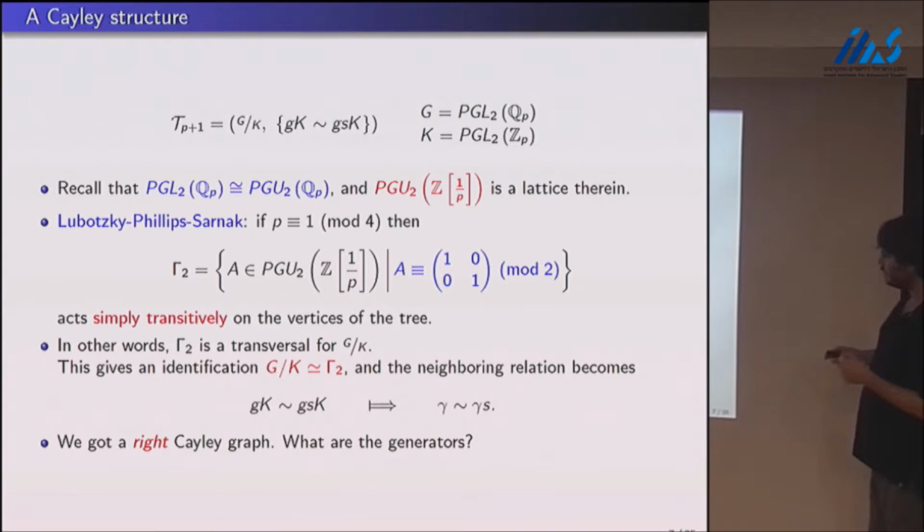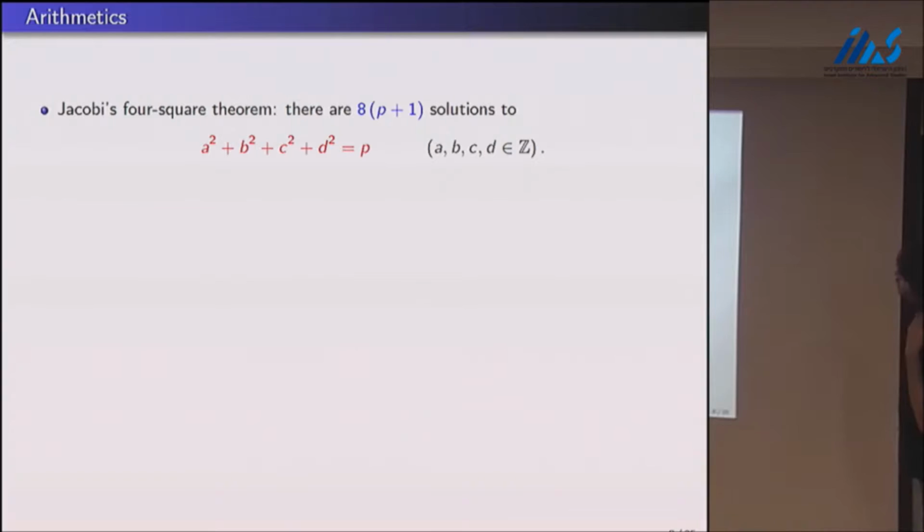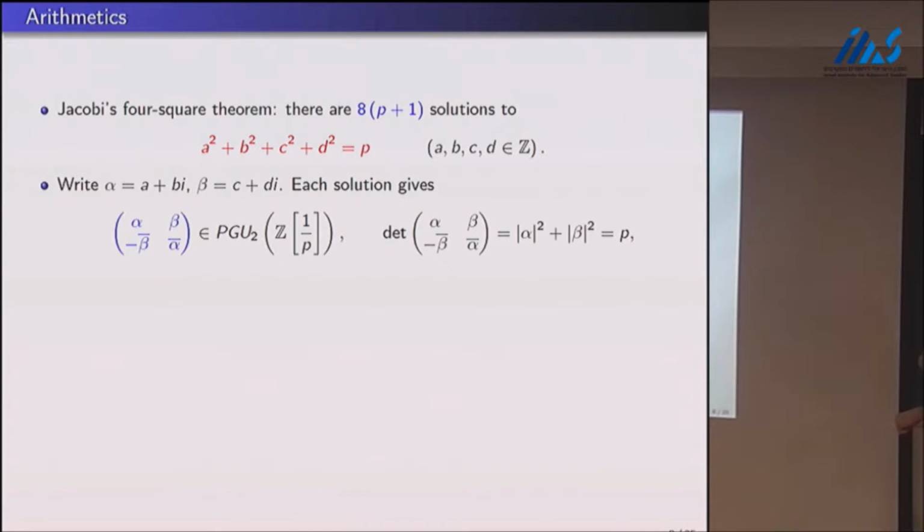Now, what are the generators of these Cayley graphs? Actually, I didn't tell you how they proved that, and this relates to what the generators are. The generators come from number theory. They come from Jacobi's four-square theorem, which tells you that there are 8(p+1) solutions to writing p as a sum of 4 squares. And let's do the following. Take this and write it in terms of Gaussian integers. So a plus bi, c plus di. And look at this matrix. This is a matrix which sits in this lattice.